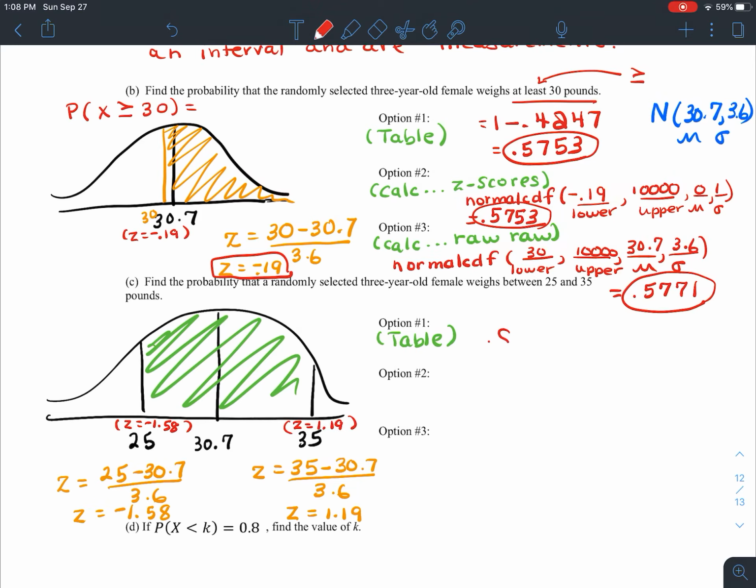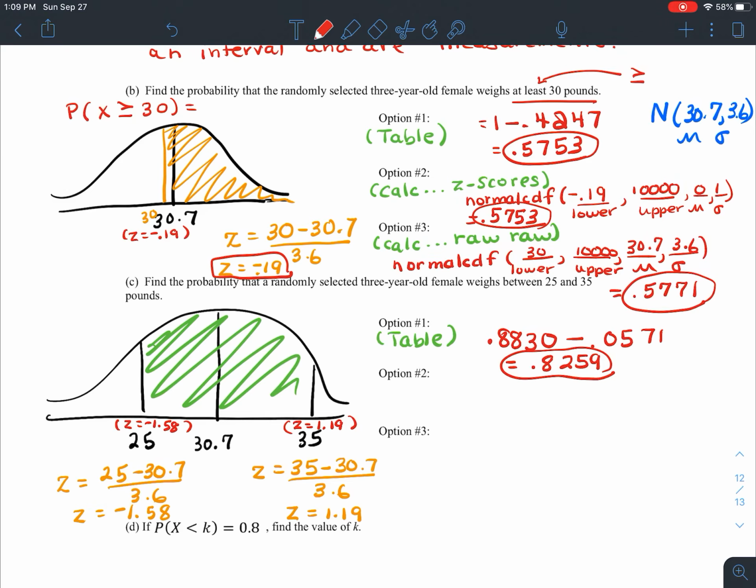We would go to the table. Remember, when you're using the table, it's always area to the left. So you want to start with this higher z-score. You want to look up 1.19 in the table. If we did that, that would give us the area to the left of 1.19 to be 88.3%, but that includes this part as well. So then we look up the z-score at negative 1.58 in the table and we subtract that area off of the 88.30%.